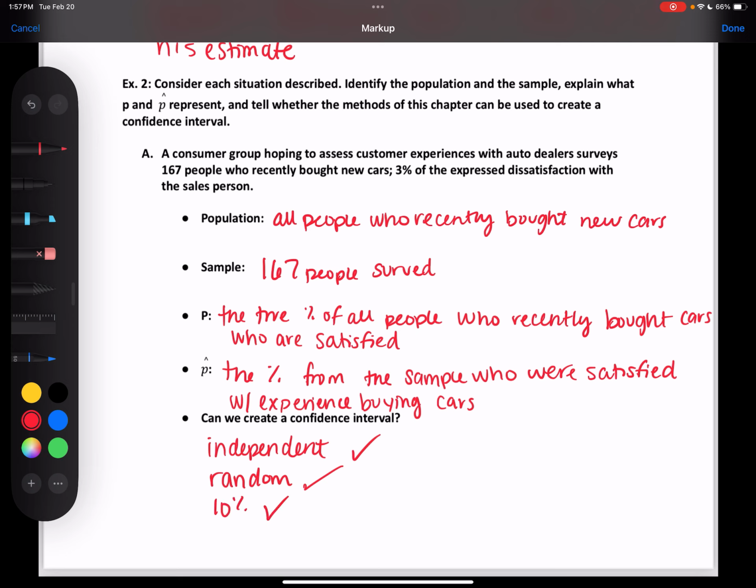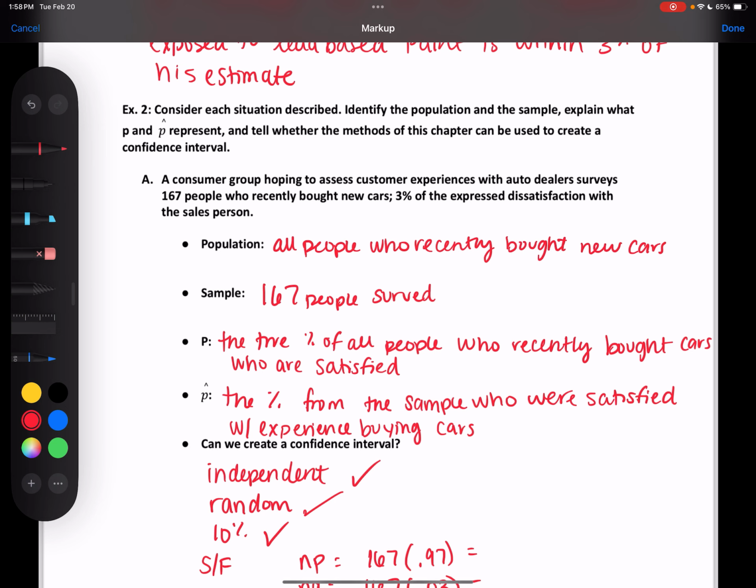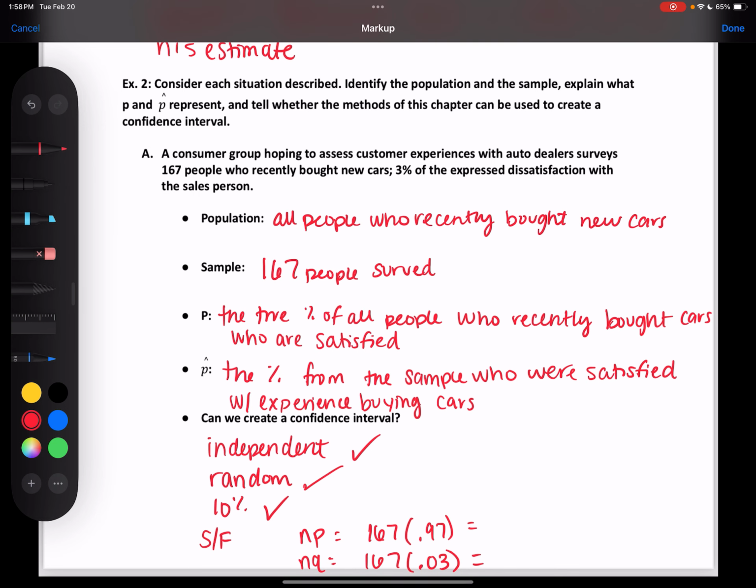So now we check success/failure. We're going to do n times p and n times q. So 167 times, I guess they wanted them to be satisfied, so that would be 0.97, and then the dissatisfied is the 0.03. What are those values?